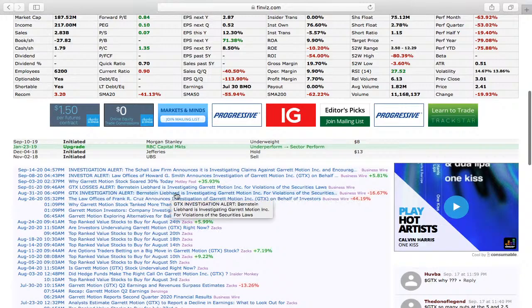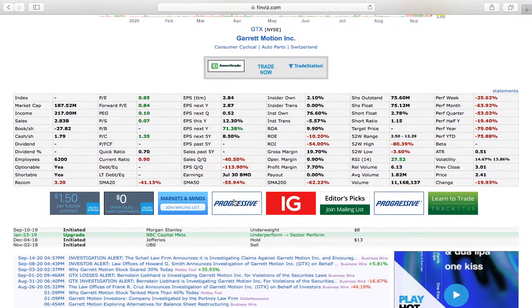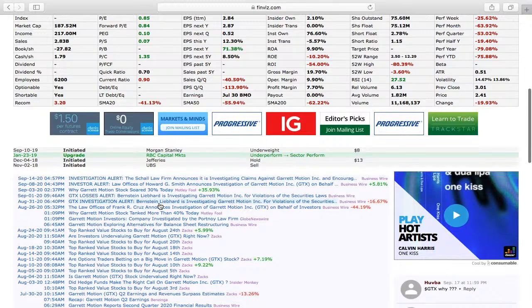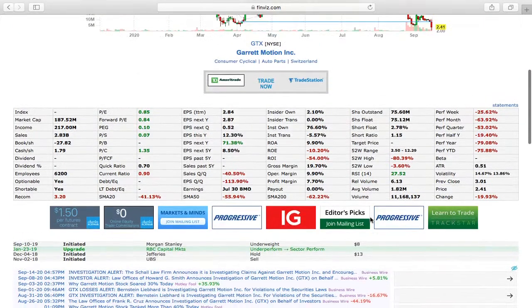this one investigation company was investigating the stock that we're talking about, Garrett Motion. So Bernstein Liebard is investigating Garrett Motion for violation of securities. Right here, the law office of Frank R. Cruz announced an investigation of Garrett Motion on behalf of investors. Went down 44% when they heard about this investigation. And then some more news came out and went down 16% because of investigation.